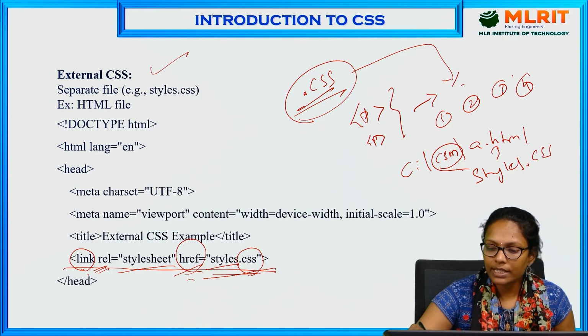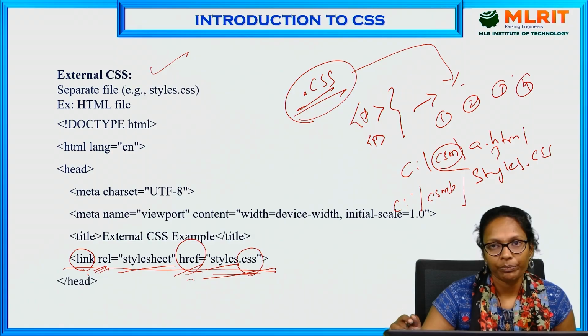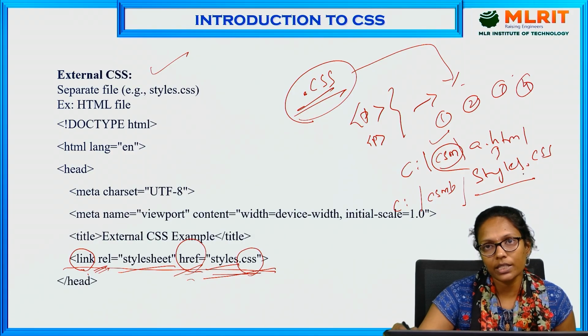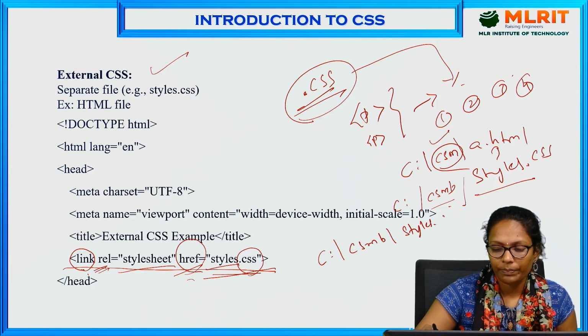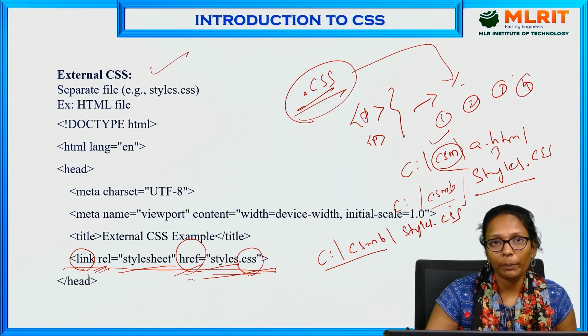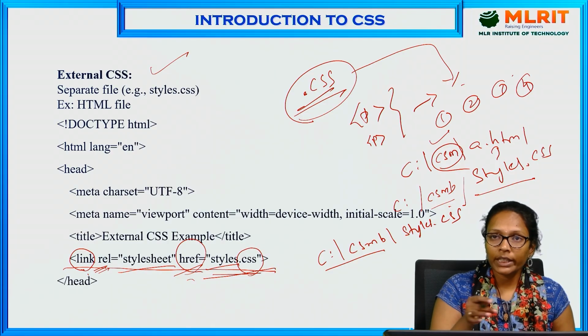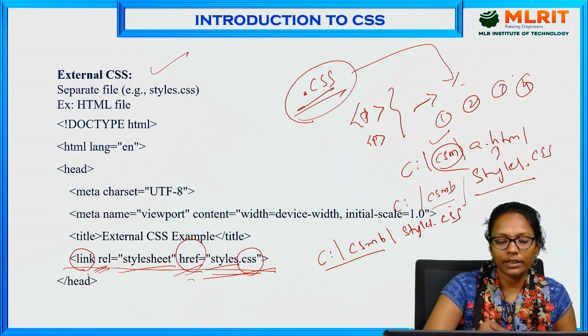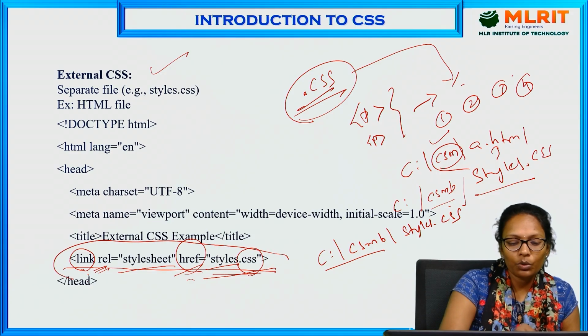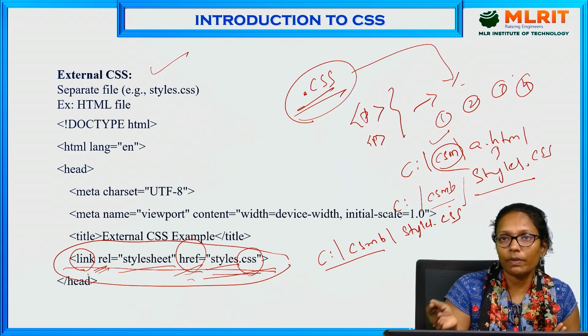For example, the CSS is available, but in another folder called CSMB. It's not available in CSM. A.html is available in CSM, whereas styles.css is available in CSMB. So in that case, you need to give the complete path, c:/CSMB/styles.css. Why? Because if I don't mention the complete path, the browser will check only in the current folder, right? If it is available in another folder, you have to mention the complete path in the href. So this is the tag to include an external .css file in your program.